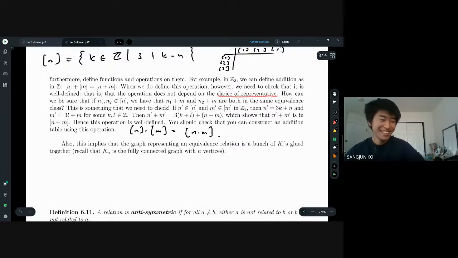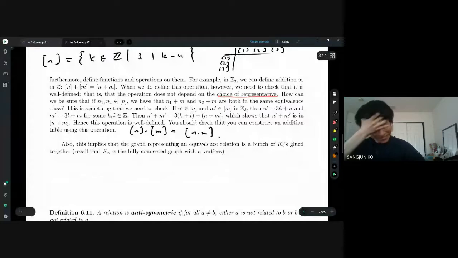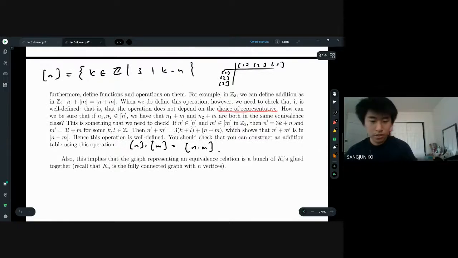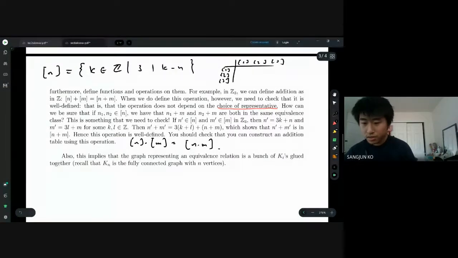I don't like graphs. I think Adam alluded to that last lecture, but I don't like graph theory. So I'm going to leave this to you to think about and discuss on the Discord. Great, so this concludes our discussion on equivalence relations.